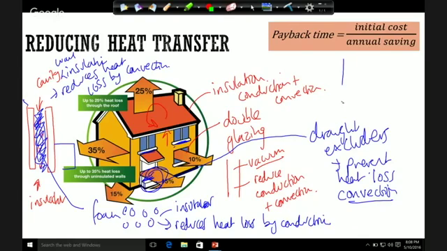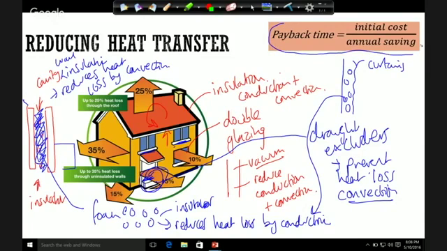Also, you can have curtains next to your window. Those curtains will trap a layer of air right next to the window. And again, because air is a good insulator, just like down here, it'll reduce heat loss by conduction. So loads of these things you can put into place. I haven't got time to talk about the connection with this and payback time, so I'll come back to payback time when I do the second video.